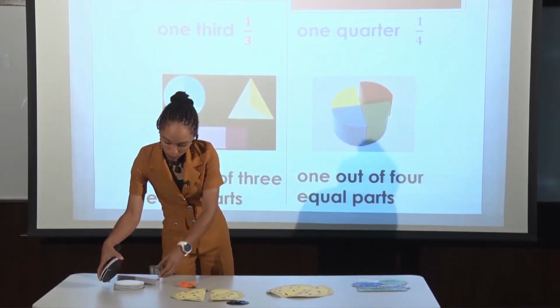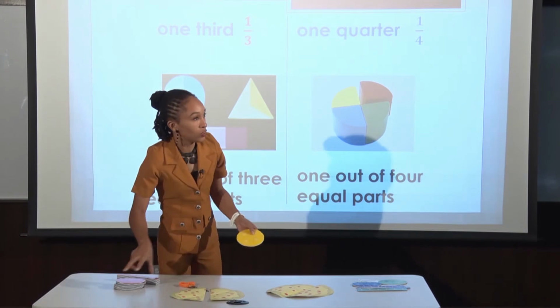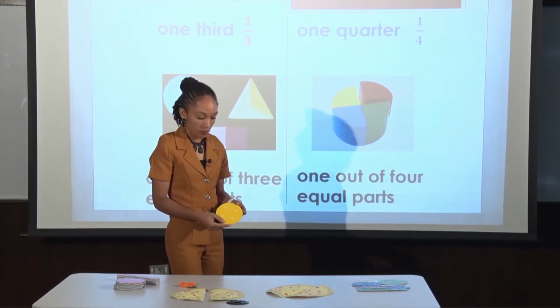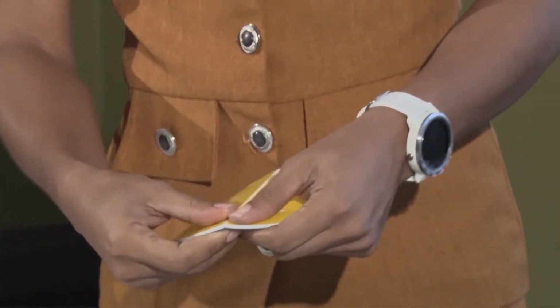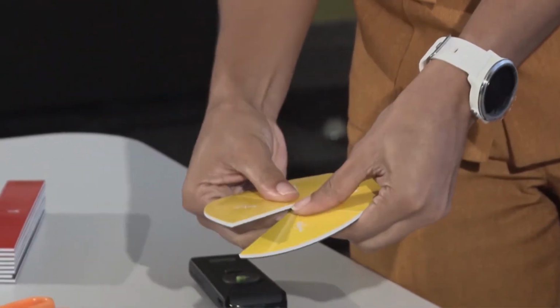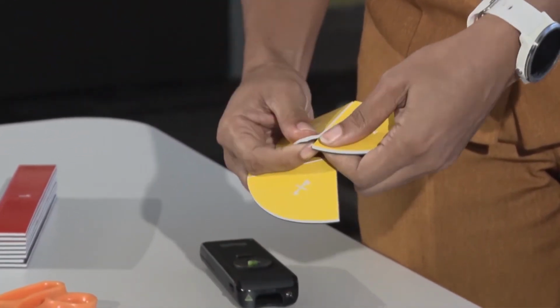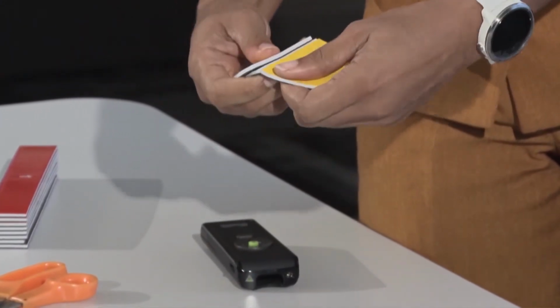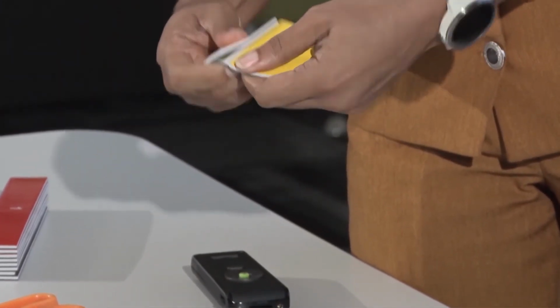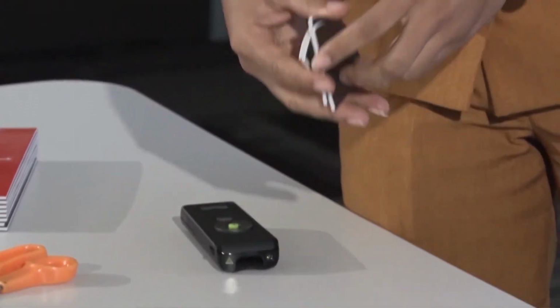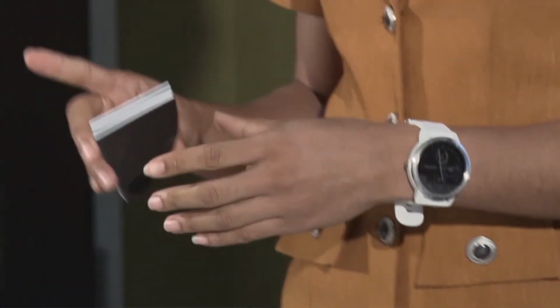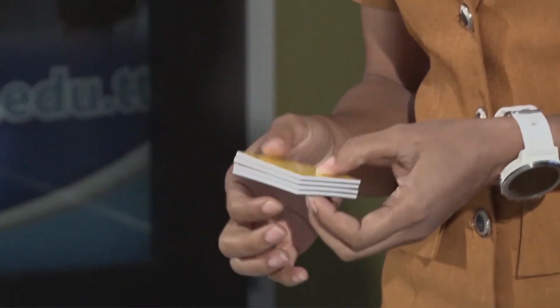Actually, I didn't bring it here. So if we have a whole here, we can share it into 4 equal parts. Let's break it up. And each part will be called 1/4. Now you have to make sure that your parts are equal. If you stack them all together, you should get no overlapping, okay?